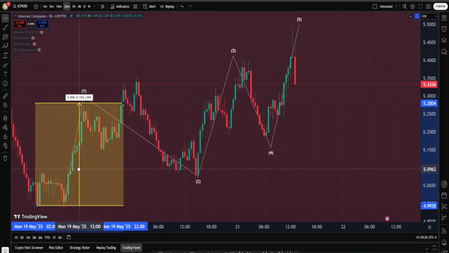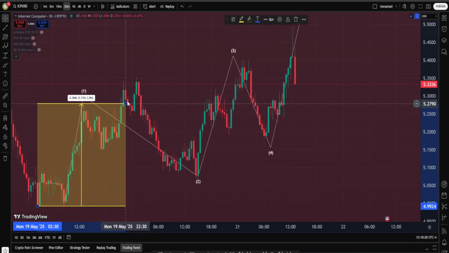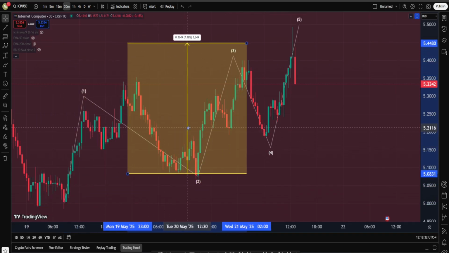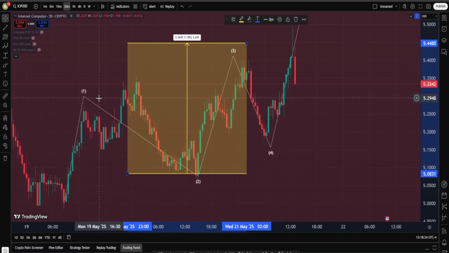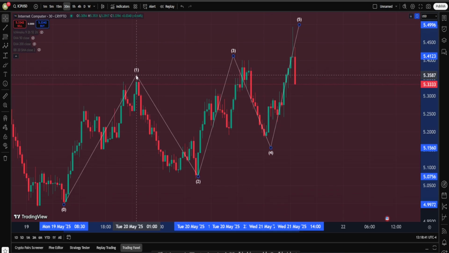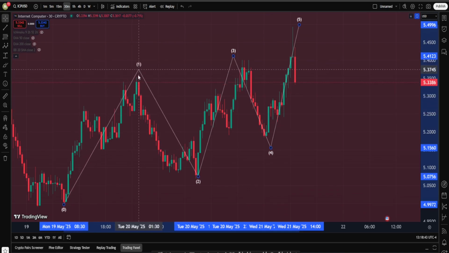What if we say maybe this point is the end of our wave 1? Okay, yeah. In this scenario, wave 1 is actually the biggest wave in this structure. So if you want to say this is a wedge, then you have to say this point, as opposed to this one, is the end of your wave 1.